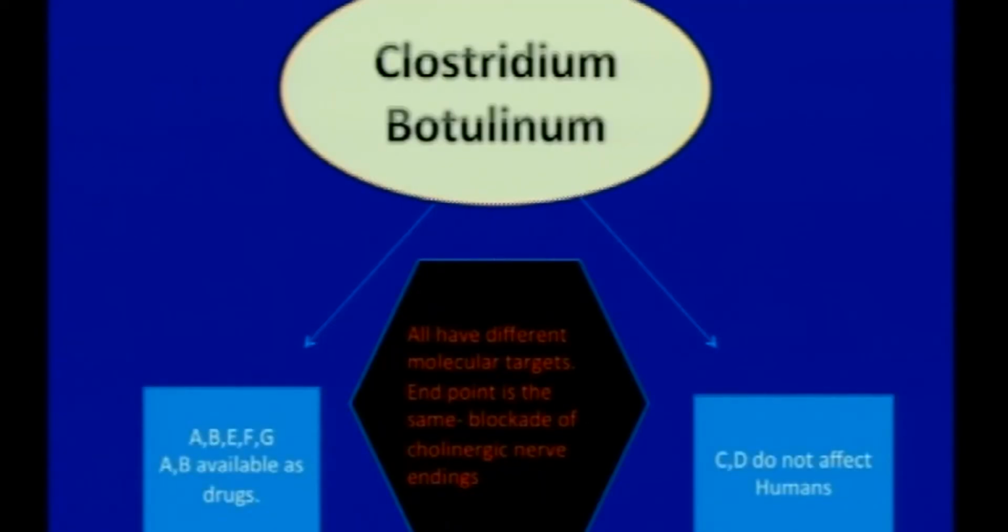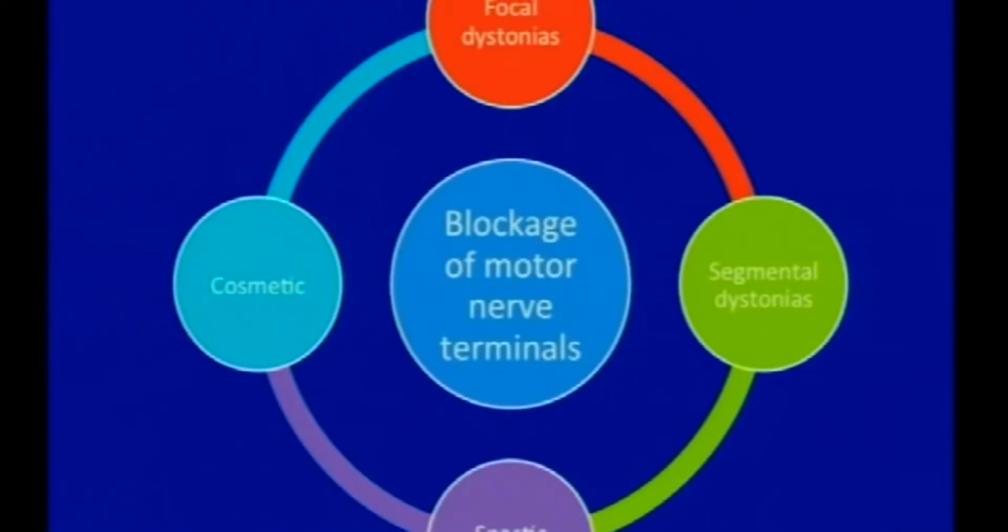The Clostridium botulinum, we have several strains, from which we have 7 serotypes, A to G, of which C and D do not affect human beings, but A, B, E, F and G have an effect over human beings and domestic animals, of which we have A and B available as drugs. All these drugs have different molecular targets, but the end point is the same, that is a blockage of the cholinergic nerve terminals. So the clinical uses are many.